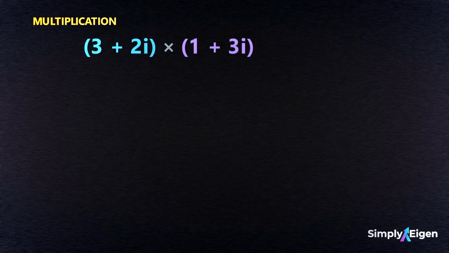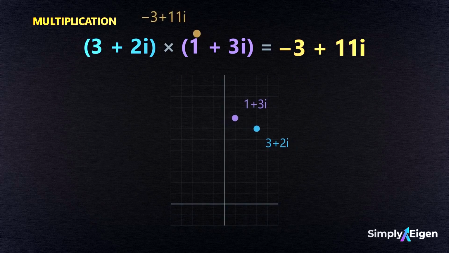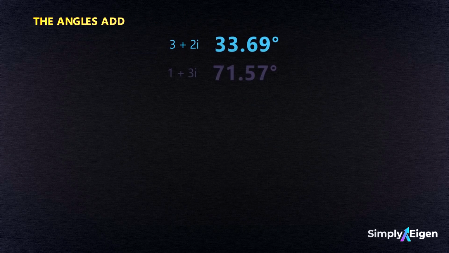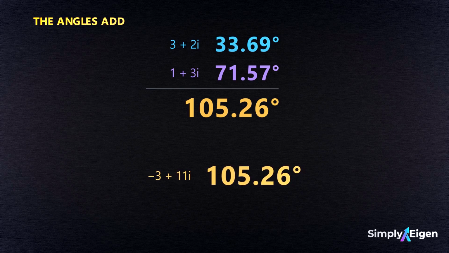And now multiplication becomes something you can watch. Take 3 plus 2i and multiply it by 1 plus 3i. Do the algebra and you get -3 plus 11i, which on its own tells you nothing. But look where those 3 points are. The first one sits at an angle of about 33.7 degrees from the axis. The second is at 71.6. Add those. 105.3. And that is exactly where the answer is.